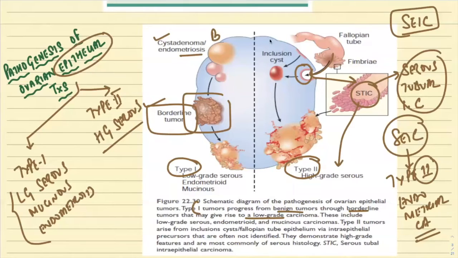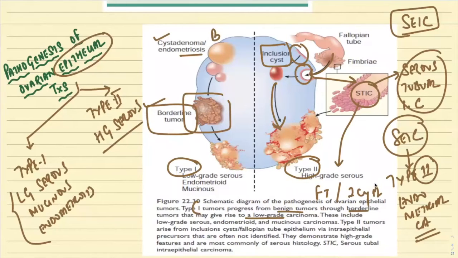And another origin is inclusion cyst. Certain surface epithelium of the ovary might give rise to inclusion cyst, which might directly give rise to a type 2 high grade ovarian carcinoma. Is this very clear? So there are 2 points of origin for the type 2. One is your fallopian tube. Another is your inclusion cyst.